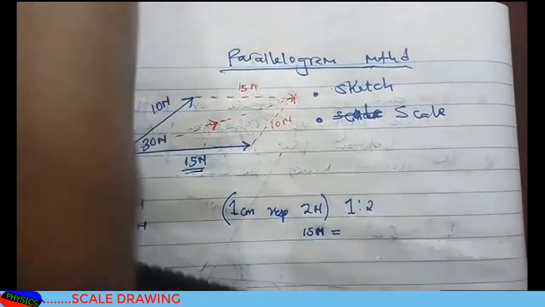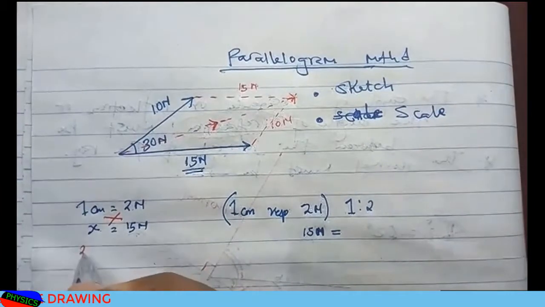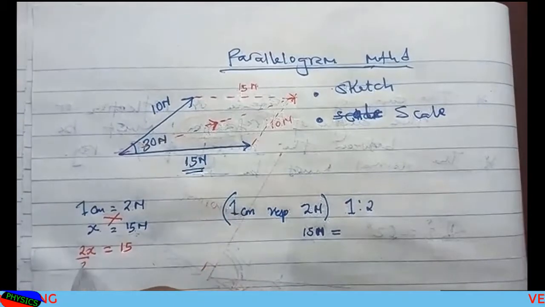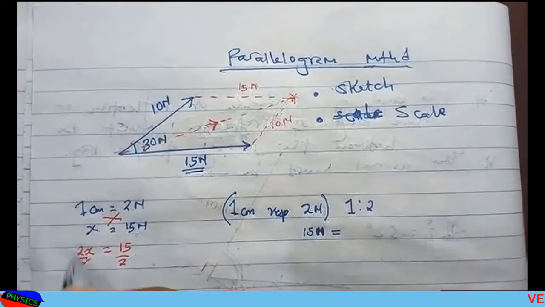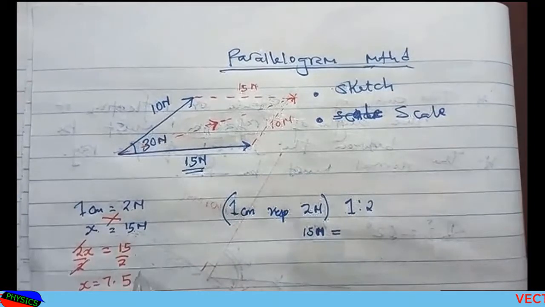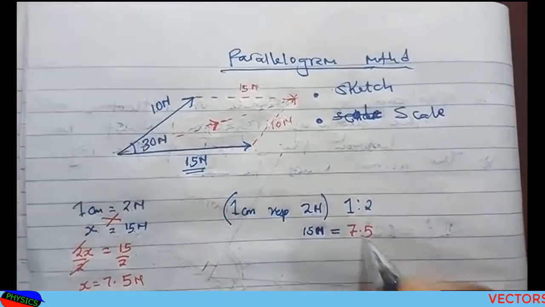So if I cross multiply, I'm going to have 2 times x, which is 2x, equals 15 times 1, which is 15. So divide by 2 on both sides. Then I have x is equal to 7.5 newtons. So I'm going to have this to be 7.5 newtons.